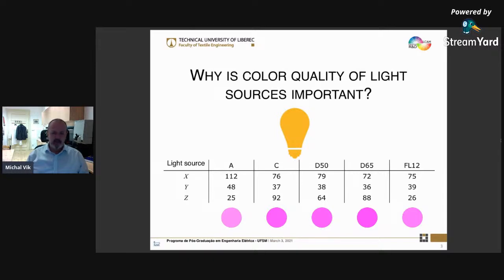I think it is well known that under illumination via different light sources, we can obtain different color appearance of a product. Why? Because the spectral power distribution of light is different, but color can be similar. And that is very important to understand, how this phenomenon works.